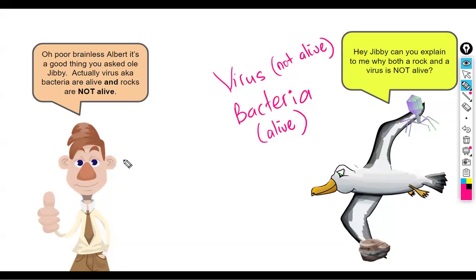But what does old GB have to say to the albatross? "Oh, poor brainless Albert. It's a good thing you asked old GB. Actually, a virus, aka a bacteria, are alive and rocks are not alive." So GB is making a classic mistake here. He is first of all thinking that a virus and a bacteria are the same thing. That's clearly wrong. And he's also wrong because he's associating a virus with being alive.